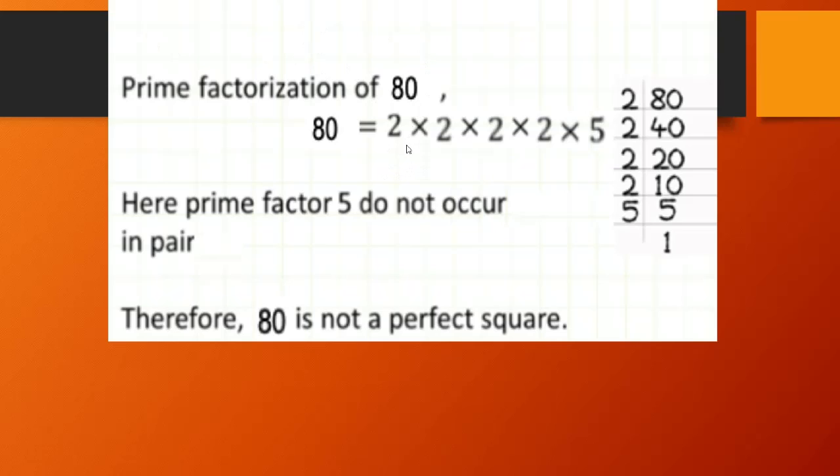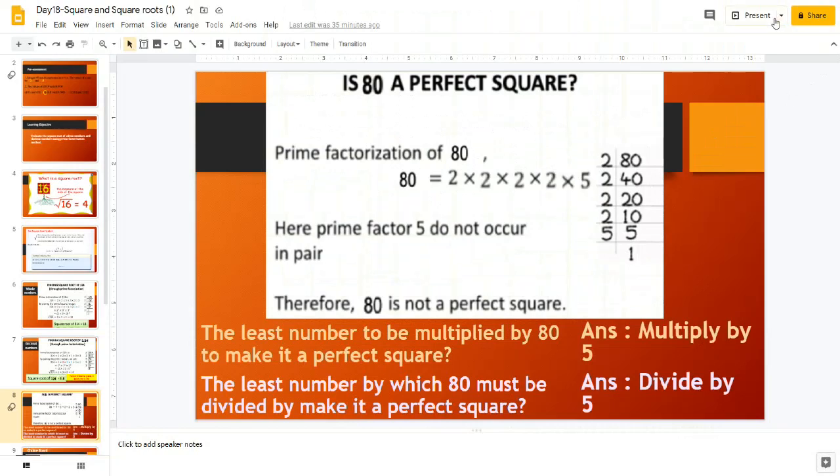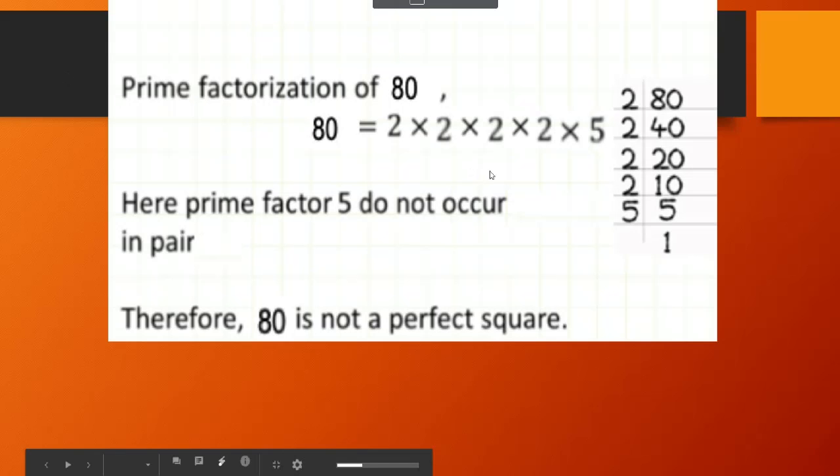In this question, we are not able to pair as 5 does not have any pair. The rest of them have pairs, 2 and 2 and 2 and 2. 2 and 2 will be the prime factor. But here 5 cannot be a prime factor.